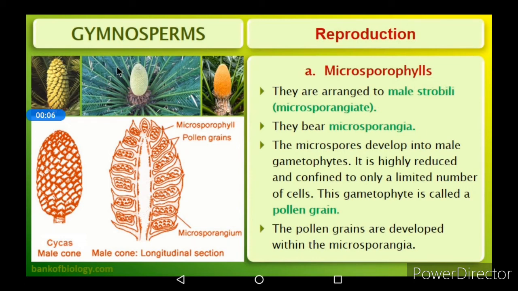They are arranged to form the male strobili, and they bear microsporangia, and the microspores develop into the male gametophyte. It is highly reduced and confined to only a limited number of cells, and this gametophyte is called the pollen grain. Here you can see the longitudinal section of the male cone. This is the microsporangium, and everywhere you can see the microsporophylls, which bear the pollen grains. The pollen grains are developed within the microsporangium.